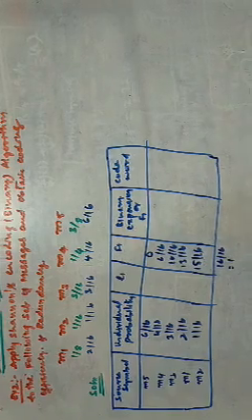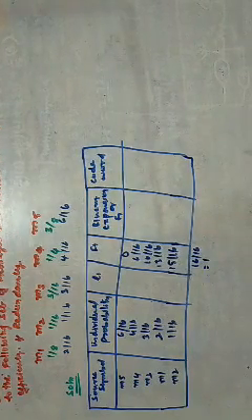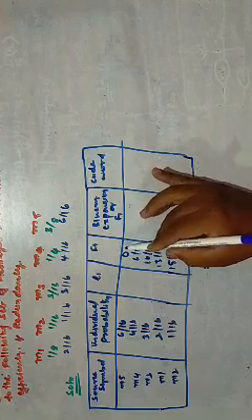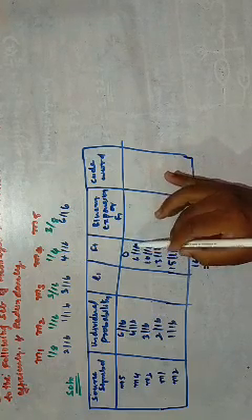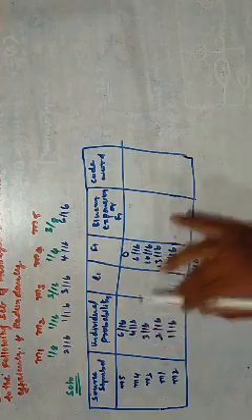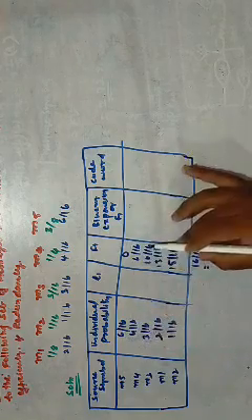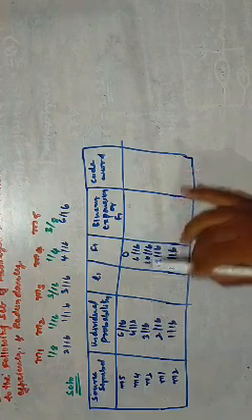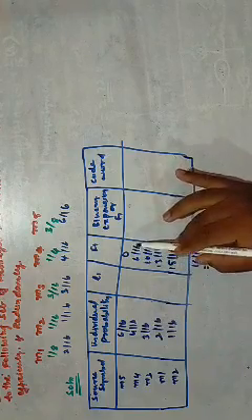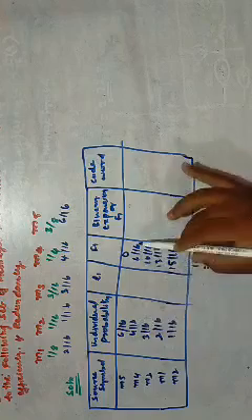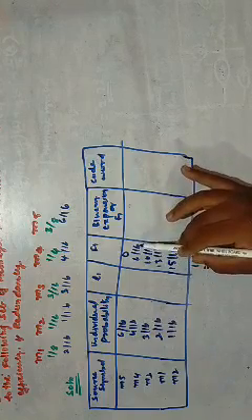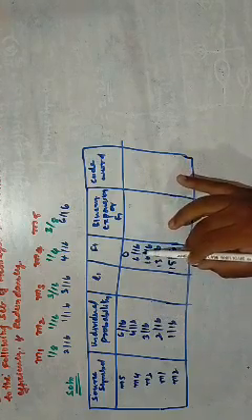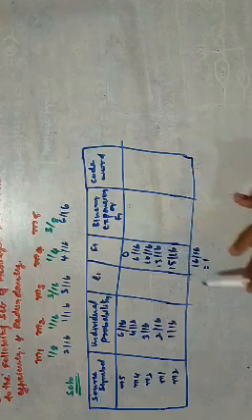We do not require this one. First I have to assume 0, so f1 is equal to 0. f2 is equal to f1 plus p1, where f1 is 0 and p1 is 6 by 16. Next, f3 is equal to f2 plus p2, where p2 is 4 by 16 and f2 is 6 by 16, giving 10 by 16, and so on.